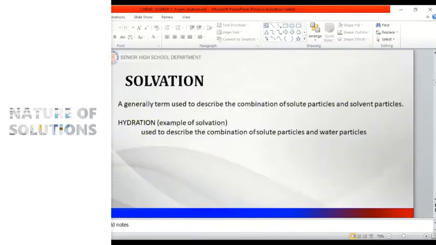The term used when there is a combination of solute particles and solvent particles is what we call solvation. Meaning it's the process of combining solute and solvent particles. One example of solvation is hydration. It's a process used to describe the combination of solute particles specifically with water particles, solute plus water particles. This process is called hydration.